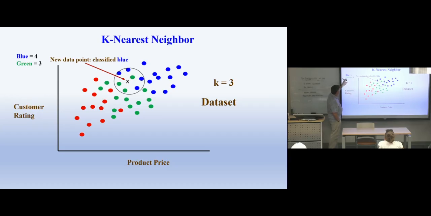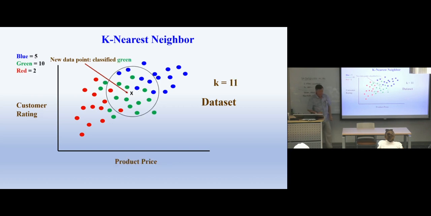Now I'm going to use, what am I, k of 3. Okay, so here's the new value. What do I have? I've got 4 blues, 3 greens, so I pick blue. Or the algorithm will pick that for you. Then I get this, and what if I pick k of 11, add all this up, blue are 5, green are 10, red's 2, so you go with green.